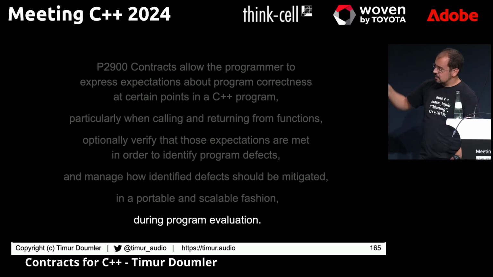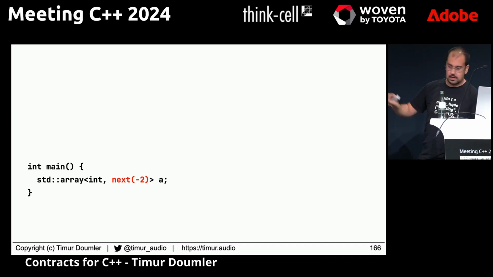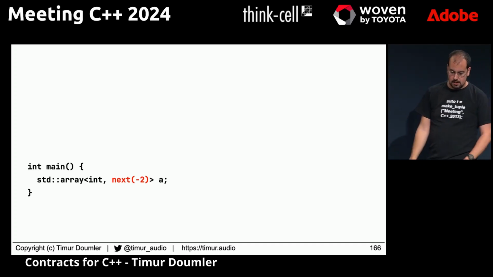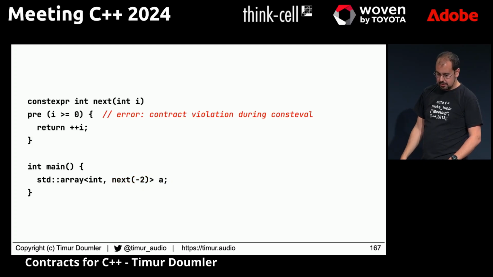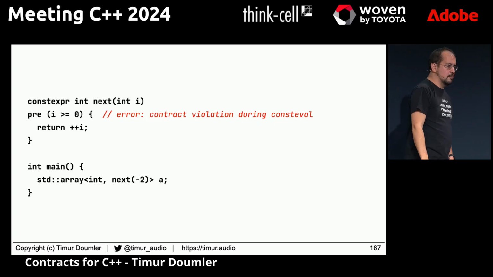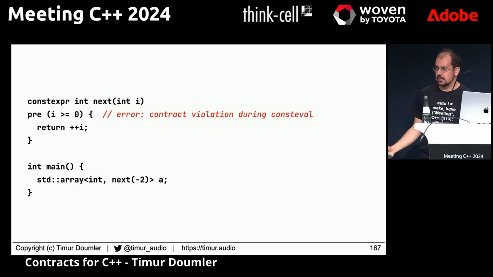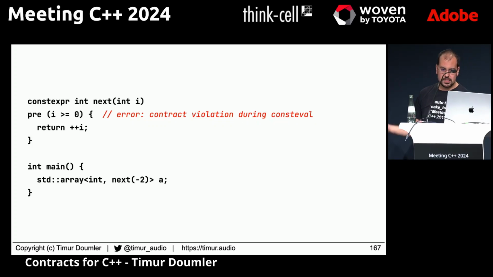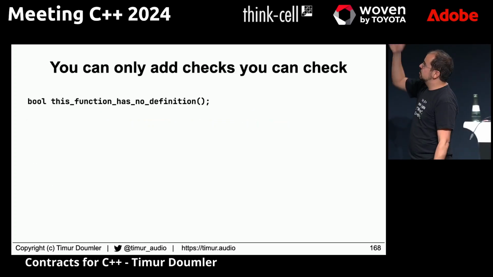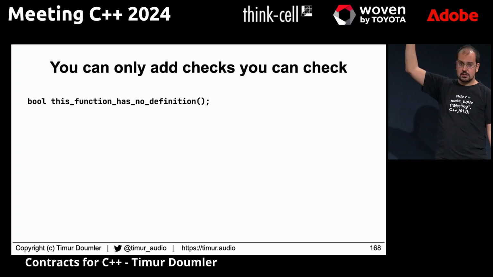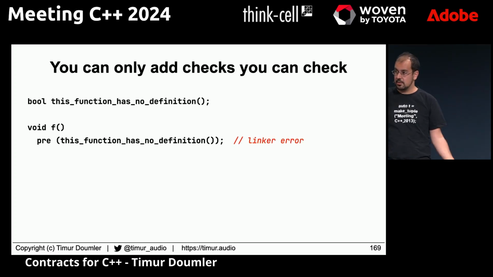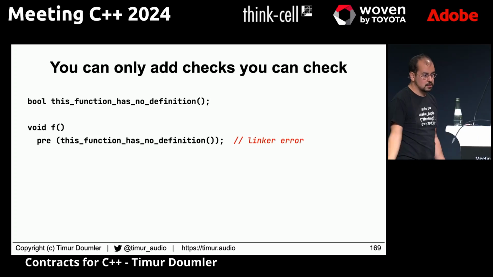Program evaluation does include constant evaluation. So if you have a compile time function that you call while you're instantiating a template, and that has a precondition on it, that will fire at compile time, and you will get a compiler error. But that's also still evaluation. We're just evaluating expressions. We're not changing the language semantics in any way, which means, for example, you can't do things like, if you have a function that has no definition, you can't put that in a contract assertion, because you're going to get a linker error, because that's just an expression, right?